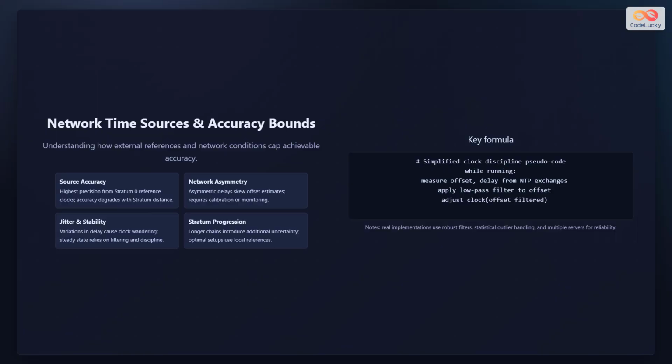An NTP client sends a request to a server with a timestamp. The server receives it, adds its own timestamps, and sends a response. The client measures the round-trip time and calculates the network delay. Using this information, NTP determines the offset between the client and server clocks, then adjusts the local clock gradually to avoid disrupting running processes.